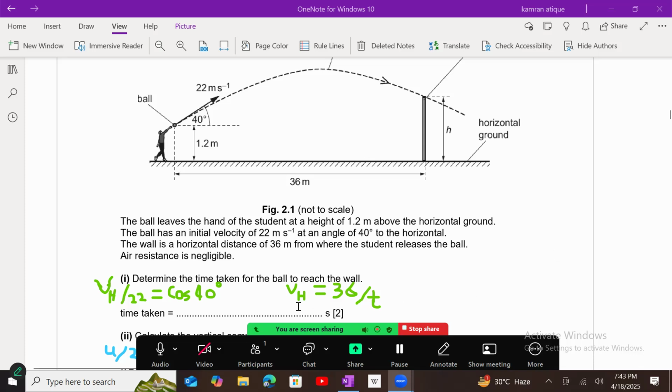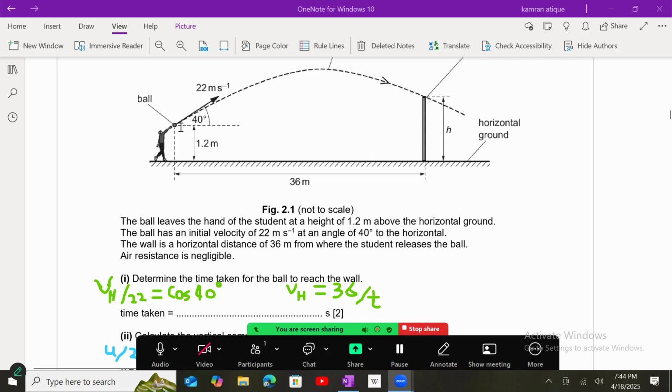As we were saying, speed equals distance over time can be applied in the case of horizontal displacement or the horizontal direction. So I've applied the formula where VH stands for the horizontal velocity, 36 meters is the horizontal displacement, and time is the unknown quantity which needs to be calculated. But you can clearly see that there are two unknowns in this equation, VH and T. If we want to find the value of time, then we need to calculate VH first.